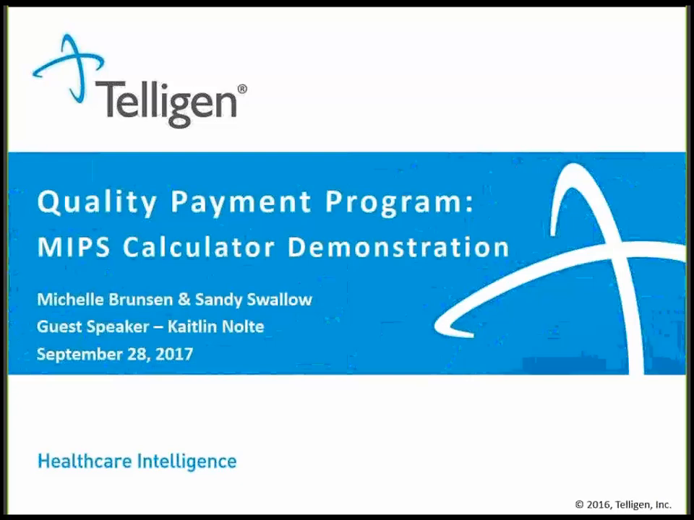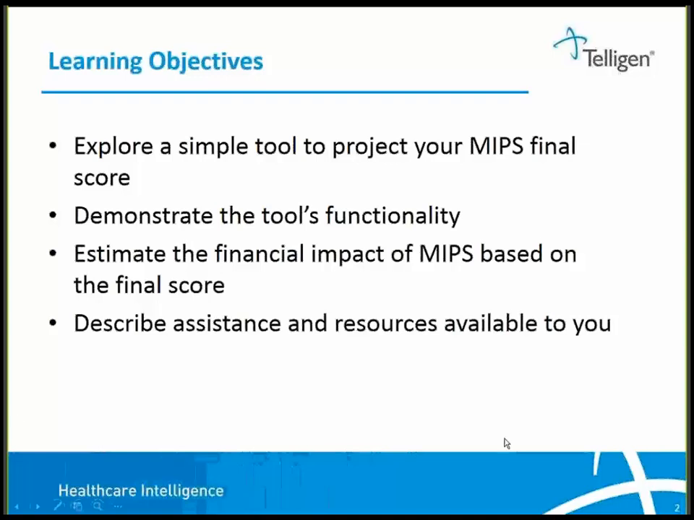Today we're going to explore the simple tool of this calculator and project how it calculates your MIPS final score. We're going to review a couple of different scenarios of different practice sizes, both something typical for the work I do with the small, underserved, and rural, as well as for what Sandy sees in her work with the greater health systems. Then we will estimate the financial impact of MIPS on your practice depending on what your score is. Finally, we're going to describe assistance and resources available to you to help you in your journey.